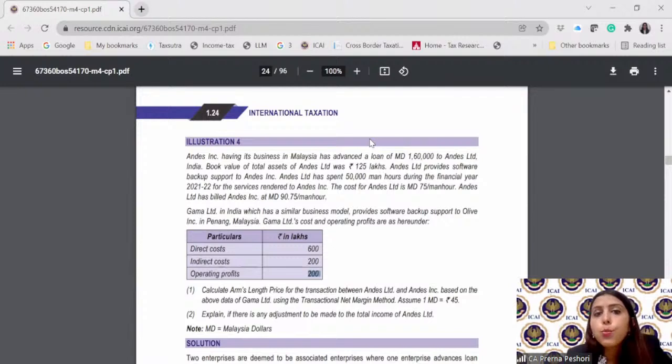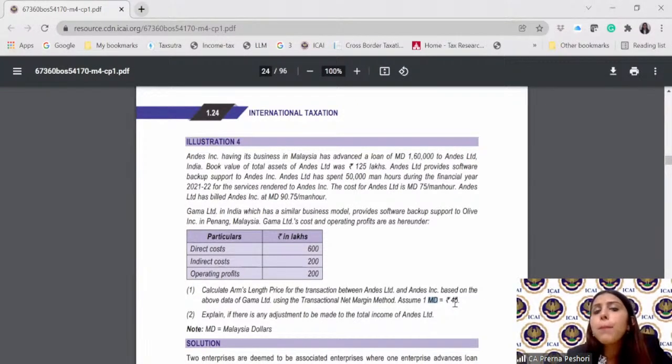Correct? Now what you will be doing is, the cost for Endis Limited is 75 per man hour. And how many man hours has it worked? It has spent 50,000 man hours. So 75 into 50,000 into rupees 45, that will give you the cost of Endis Limited.